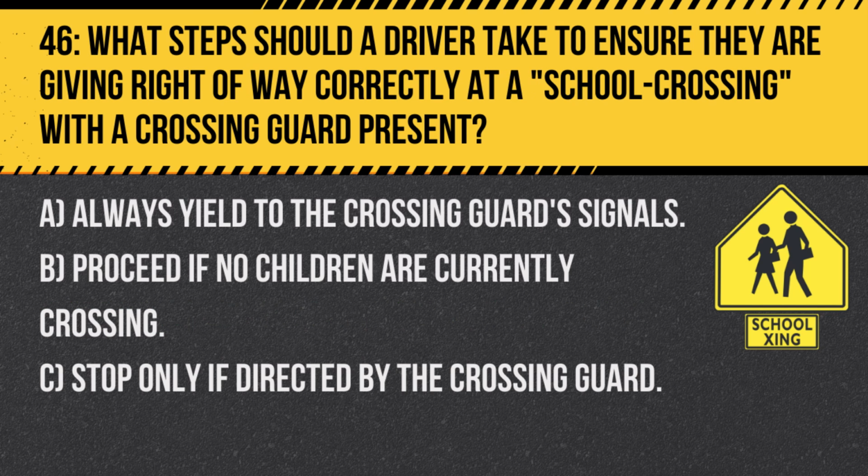Question 46. What steps should a driver take to ensure they are giving right-of-way correctly at a school crossing with a crossing guard present? A. Always yield to the crossing guard signals. B. Proceed if no children are currently crossing. C. Stop only if directed by the crossing guard.